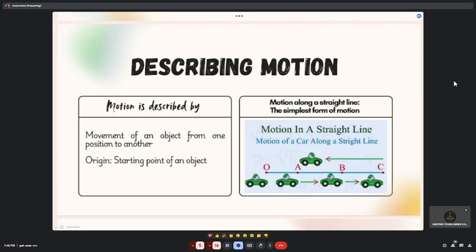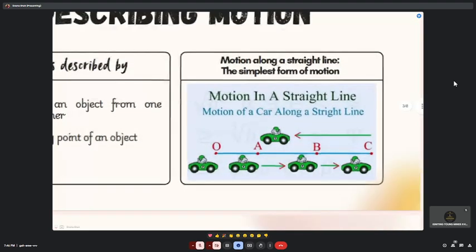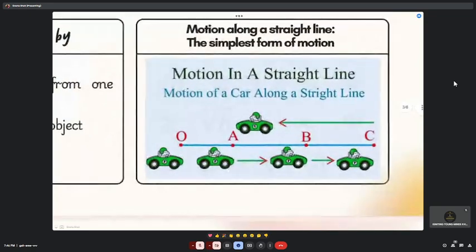If you can see this figure, the car begins from point O on a straight line, moves to A, moves to B, moves to C, and then from C comes back to A. So what do you think is the distance covered here? What will be the total distance covered by the car?